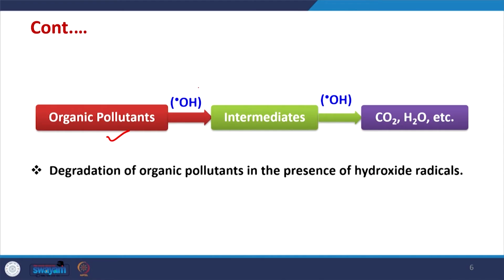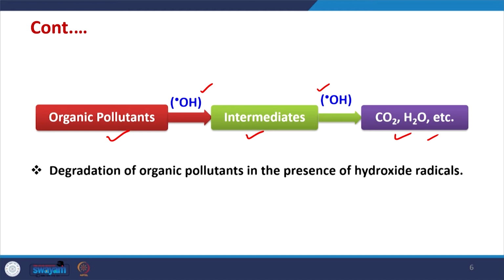Now, how does the system work? We have organic compounds, and we have OH radical or any other types of reactive oxygen species which will be formed. Now, this will react with the organic pollutant and form an intermediate. Then this intermediate will further react with the radical to form these compounds. So, this is the method by which most of the AOPs will work.